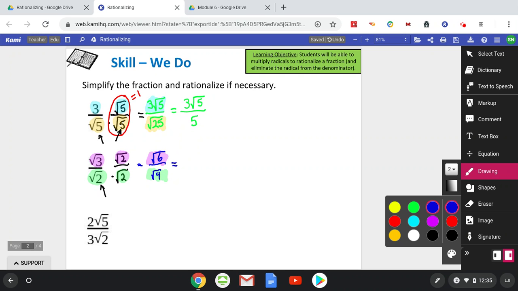And now we have to look at the bottom. Can we simplify the bottom? What is the square root of 4? The square root of 4 is 2. Let's also look at the top. Can we simplify the top? The square root of 6 would be a decimal.